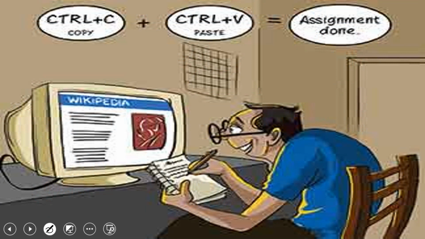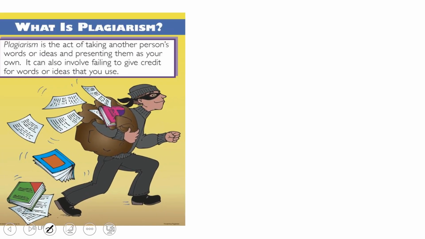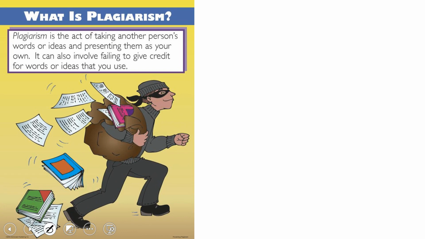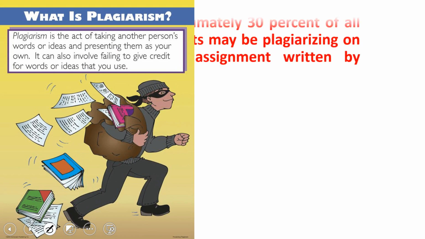Nowadays students are getting their assignments, and what they just do is copy and paste. Control C, copy, plus Control V, paste, and your assignment has been done. But precisely, plagiarism is the act of taking a third person's words or ideas and presenting them as your own. It can also involve failing to give credit. I have already told you, we are not giving the credit, we are not giving the reference for words or ideas that you use.